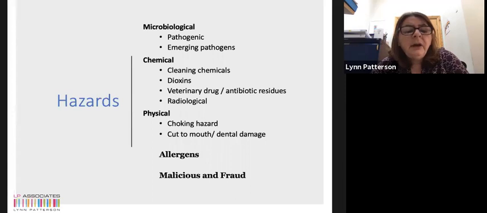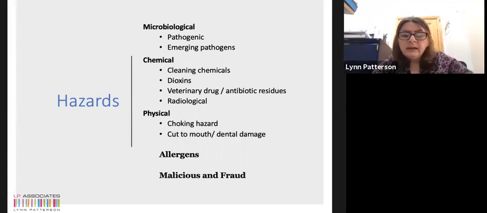And then we have malicious and fraud. I mentioned earlier, this is something relatively new that's been added in, a fifth hazard. It's debatable whether it should really be followed within our HACCP plan. The others are all what we call unintentional hazards. They're not meant to happen. So we don't want a piece of glass falling into our product and causing someone to cut their mouth. We don't want pathogenic bacteria to survive a cooking process. But malicious and fraud are intentional, so they are very different.